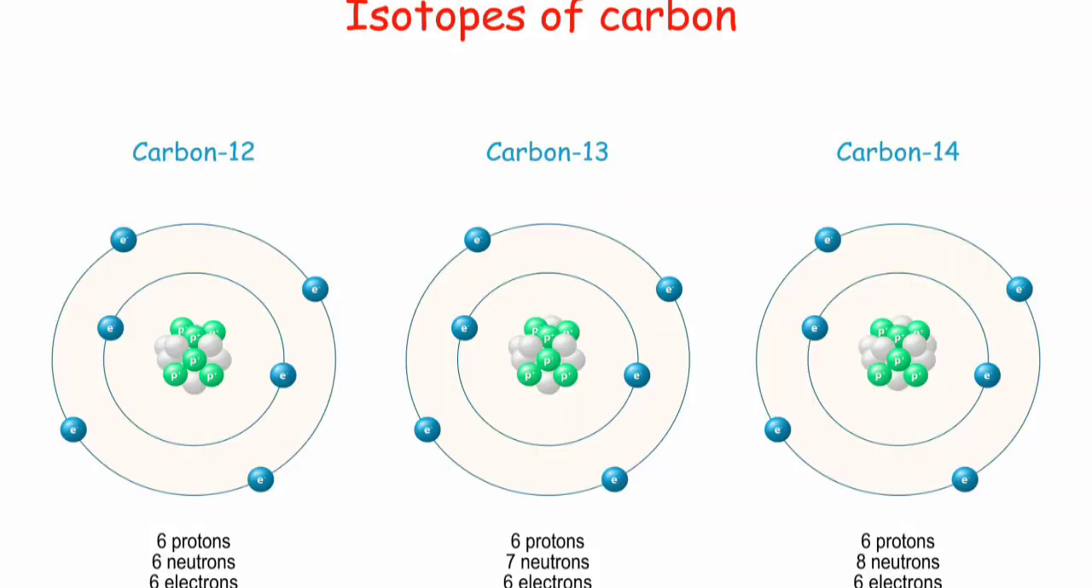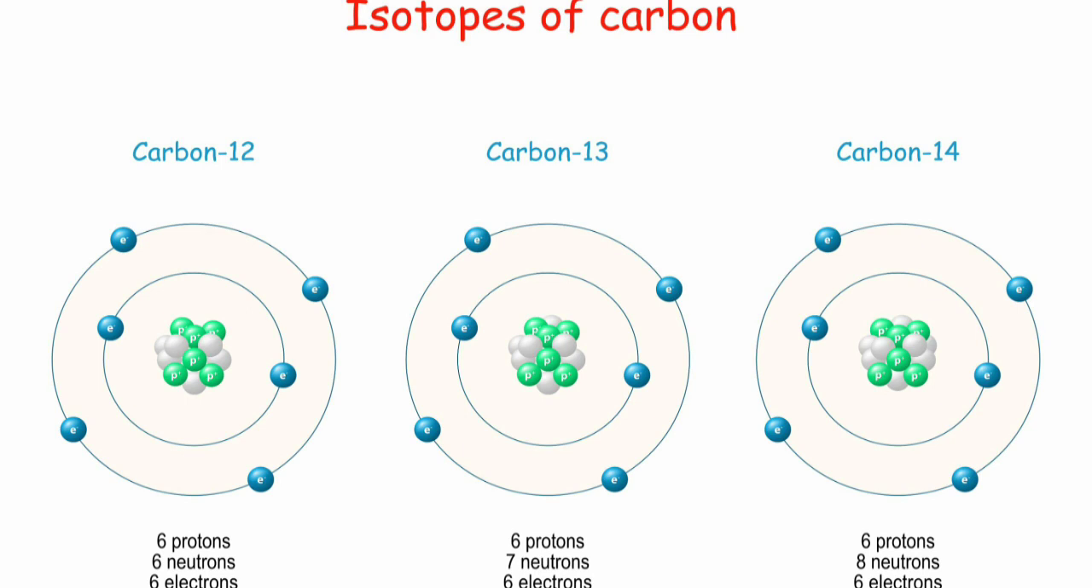Let's see another example. Isotopes of carbon are shown here. Carbon has atomic number 6. It means in the case of the first carbon, it has in the center 6 protons and 6 neutrons, while 6 electrons are around. What about the second? Let's see. There are 6 protons, 6 electrons, but there are 7 neutrons, meaning 1 neutron is more.